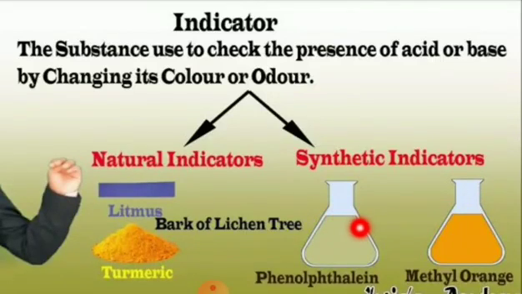What are they? Phenolphthalein, methyl orange. Natural indicators are turmeric, bark of trees, and litmus paper. These are the natural indicators. So these are the synthetic indicators. What are they? Phenolphthalein and methyl orange.